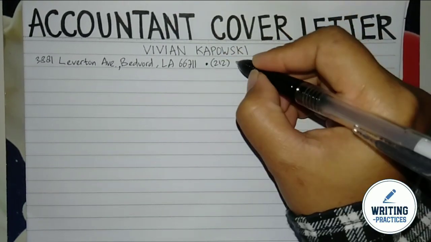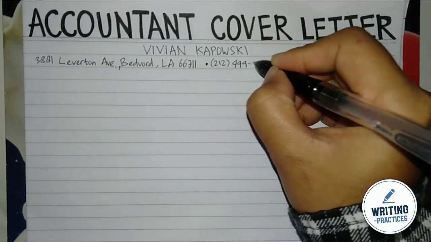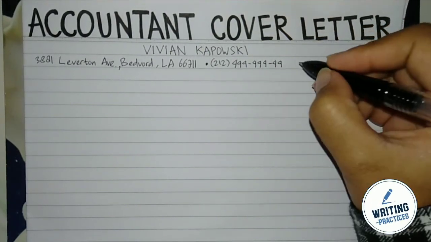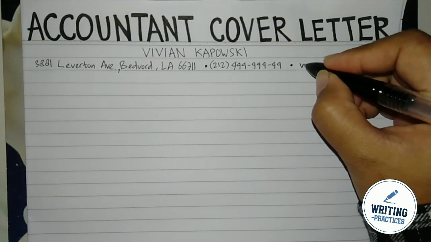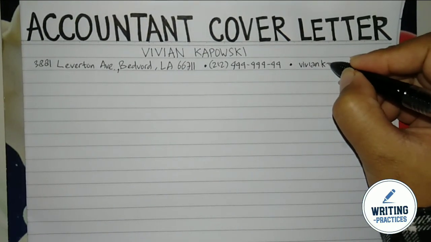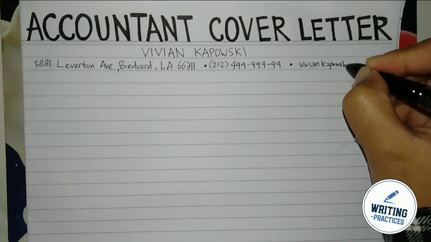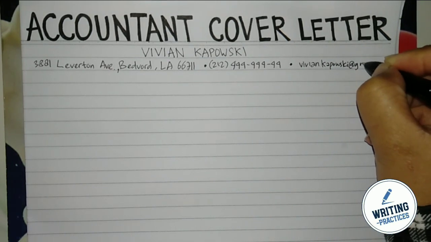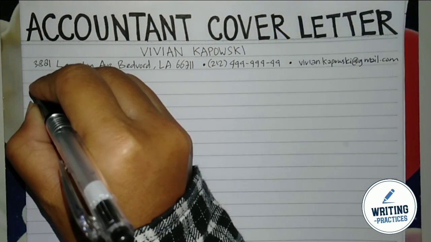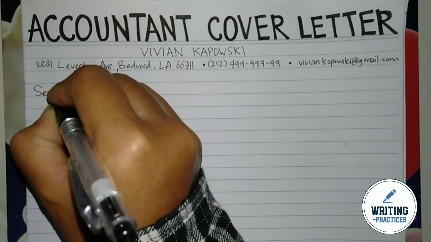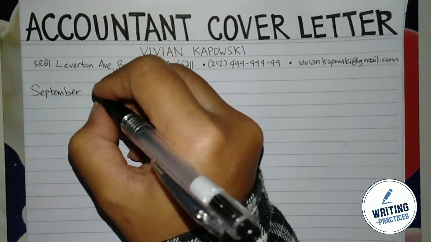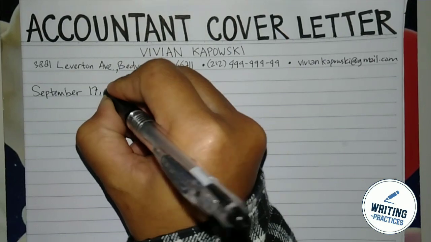The second one is phone number. And the third is email address. You put these three contact information in one line. Under it, write the date of the letter. You can use the format of month, date, and year.